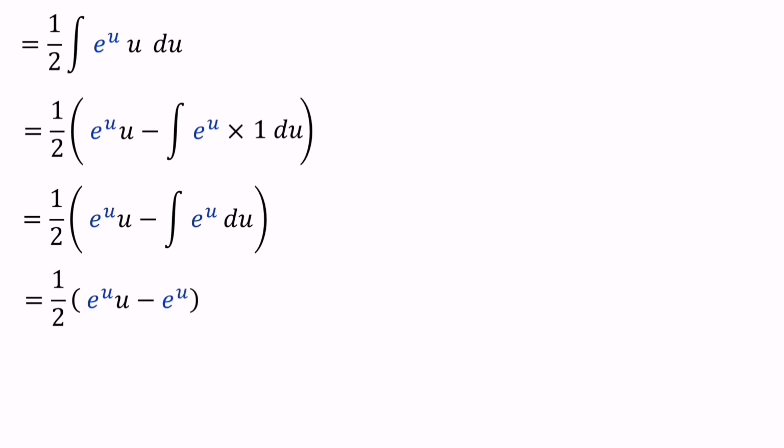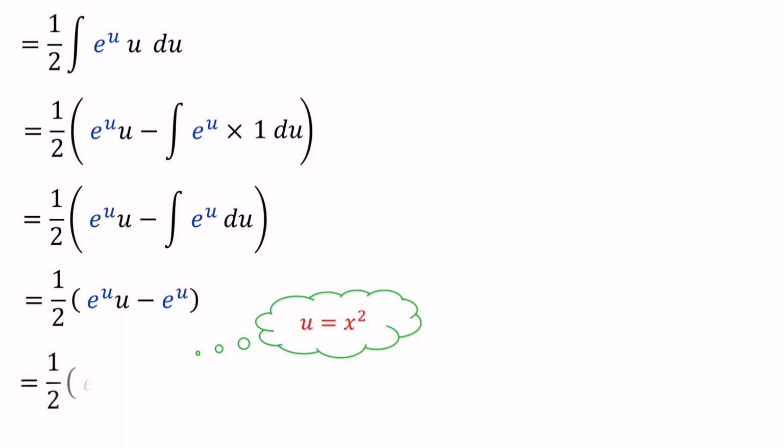Finally, instead of the u value, we need to substitute x squared. Then we have the final answer: 1 over 2 within brackets, e to the power of x squared times x squared minus e to the power of x squared.